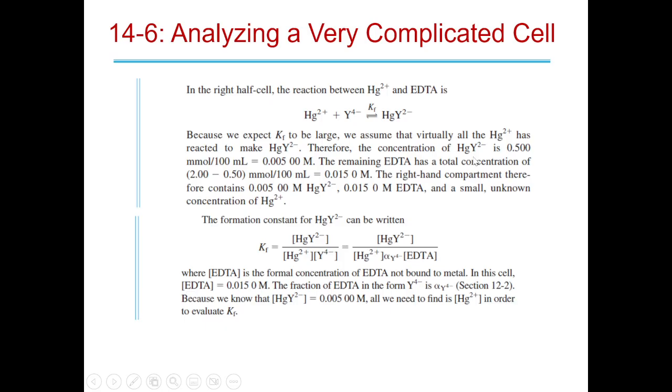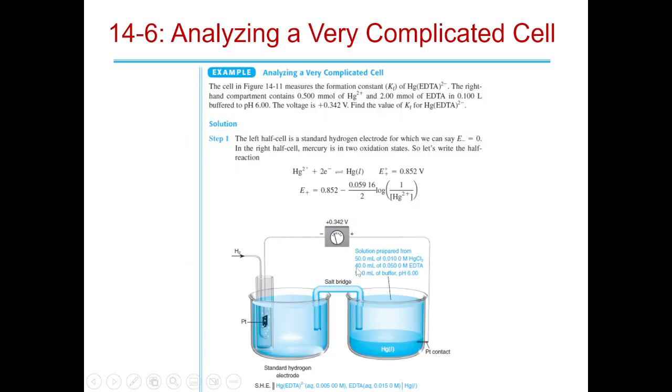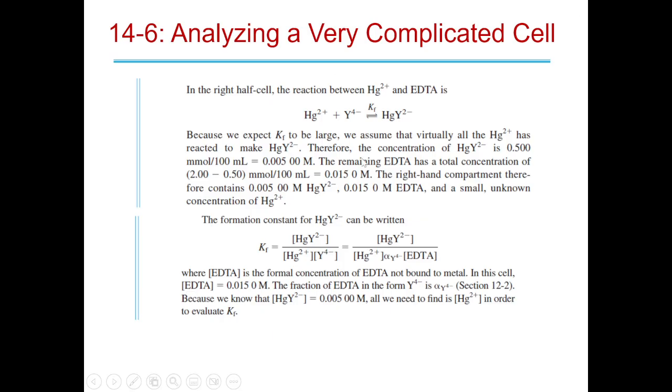So the concentration of your mercury complex with EDTA is going to be essentially the concentration of your mercury, which is that 0.5 millimoles for 100 milliliters, which would be 0.005 molarity, right? Again, that's the volumes here, and that's that concentration, well, moles, right there. Okay, so we have a molarity of that complex.